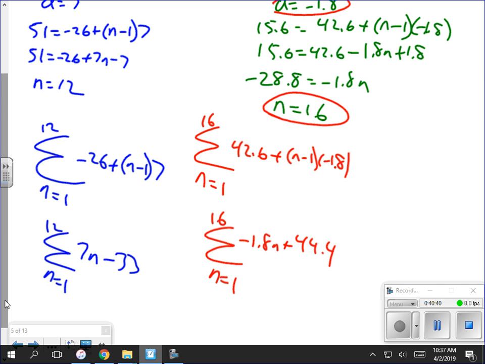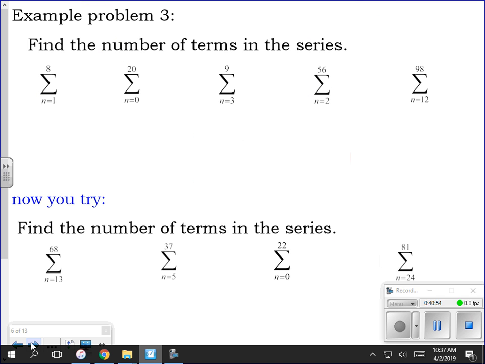So find the parts, plug them in. Problem is, you've got a lot of formulas to work with. You have to remember which one do we use for what. Okay, here's the easy part. Find the number of terms in the series. Is it always 1 to whatever? No, not always 1 to whatever. I can start at any number I want. I can end at any number I want.